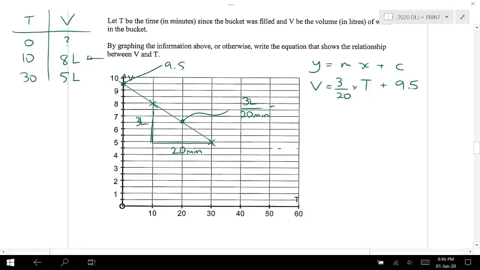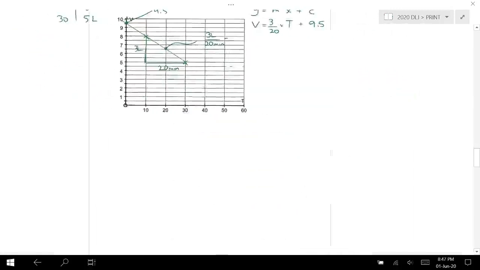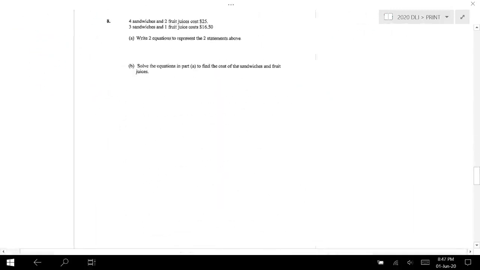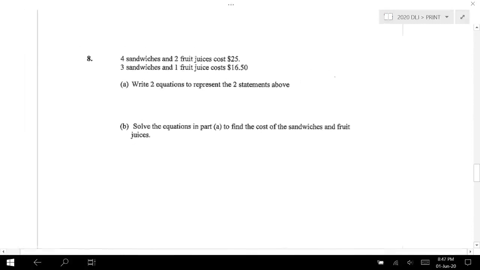So 3 over 20 times the time plus 9.5 will give us our volume in litres. Okay, that's that question done. Let's do question 8.